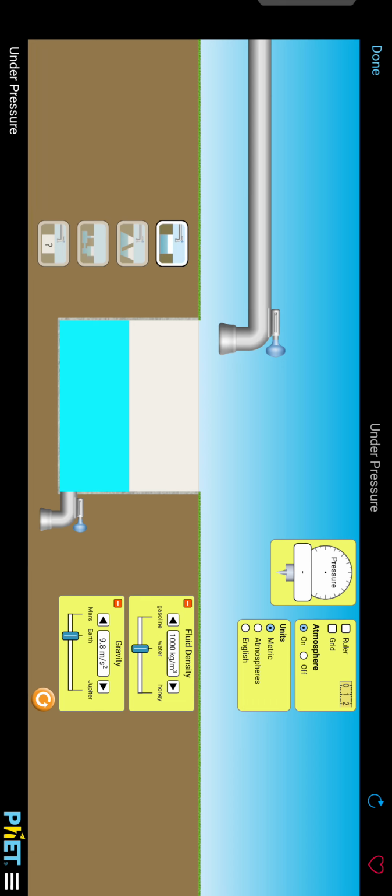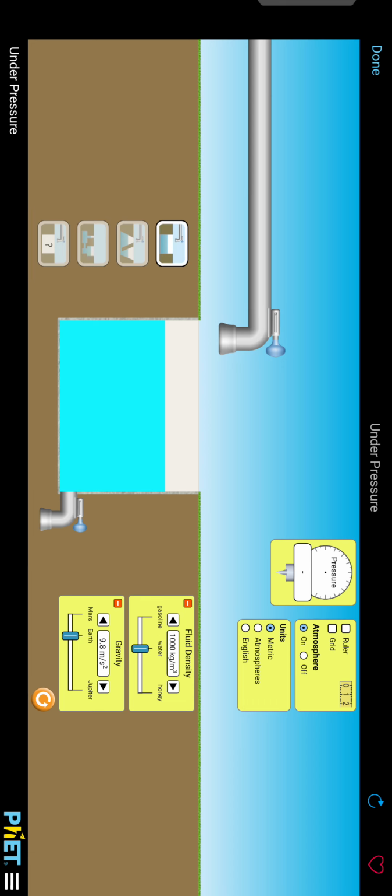Here we have the ruler for us to measure the depth of the fluid, and the grid for us to easily measure how deep the fluid is. We also have the atmosphere, which we can turn on and off. We can also choose what units to use, English, atmospheres, or metric. In this video we will only use metric for uniform measurements.